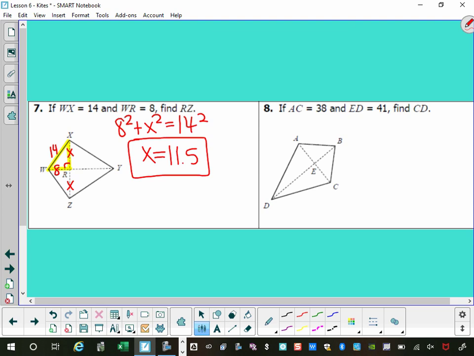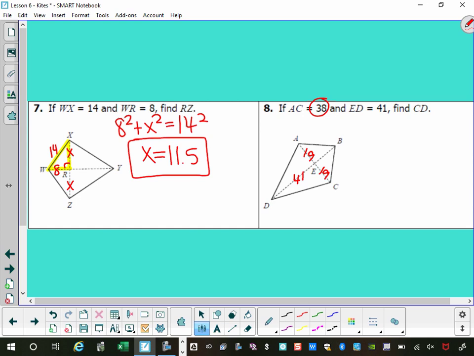On number 8, it says if AC is 38 and BE is 41. Okay, I'm going to split this 38 up because 38 is this whole diagonal, but let's split it up into two pieces. What's half of 38? 19. So each piece here is 19. We understand where that 19 just came from.